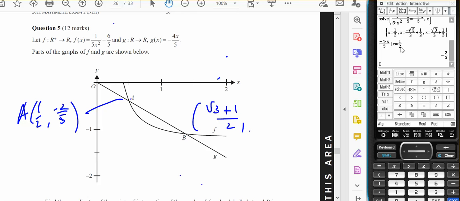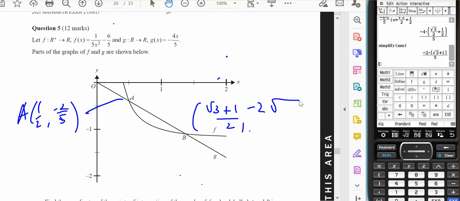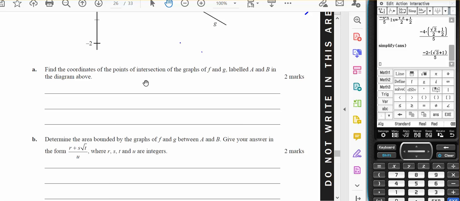And if I take this answer and execute, I get that, and I simplify that answer, end up with -2 square root of √3 plus 1 all on 5 as being the y-coordinate. I could do -2 √3 -2 all on 5 as being the y coordinate as well, just as easily. Okay, determine the area bounded by the graphs given in A and B, given the form of that.